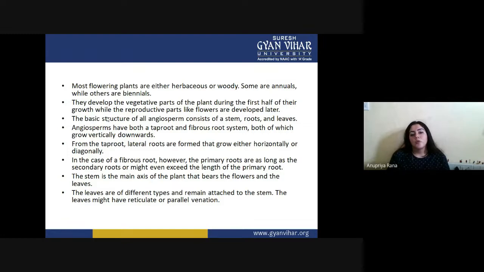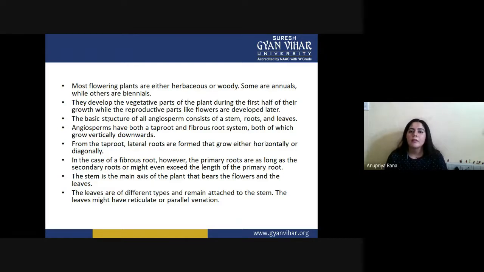They develop the vegetative parts of the plant during the first half of their growth, while the reproductive parts, like flowers, are developed later. So if we go through their life cycle, very initially they have to develop their vegetative parts.